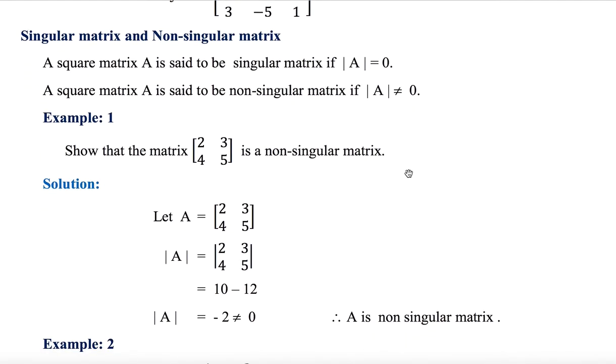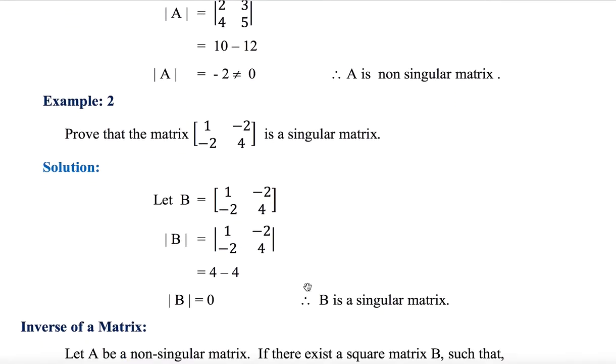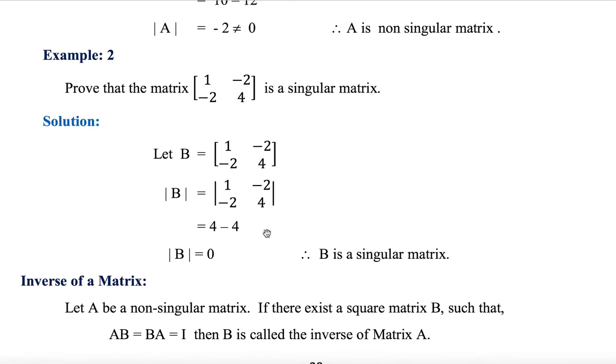The inverse exists only for a non-singular matrix. So the matrix here is a non-singular matrix. That is pretty simple. You find the determinant: 10 minus 12, that is minus 2, so not equal to 0. So it is a non-singular matrix. What about this? This is a singular matrix, right?